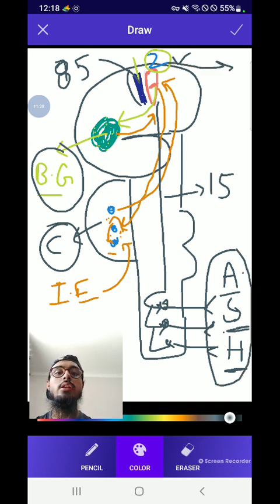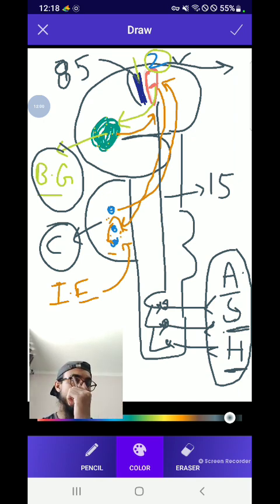So guys, this is all about the second area, which is present anterior to the precentral gyrus. What is the name of this area? Motor association area. It consists of two parts and related structures, the basal ganglia and cerebellum, which contribute their activity.